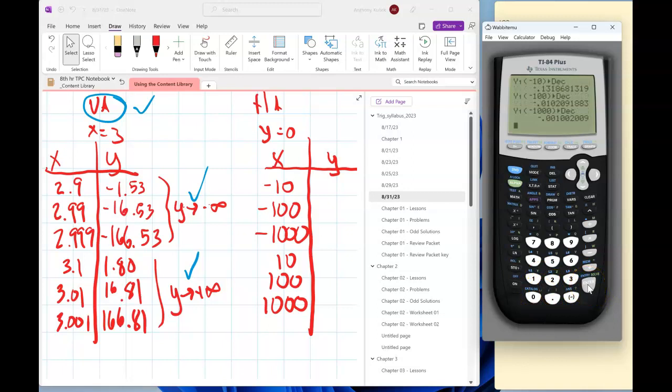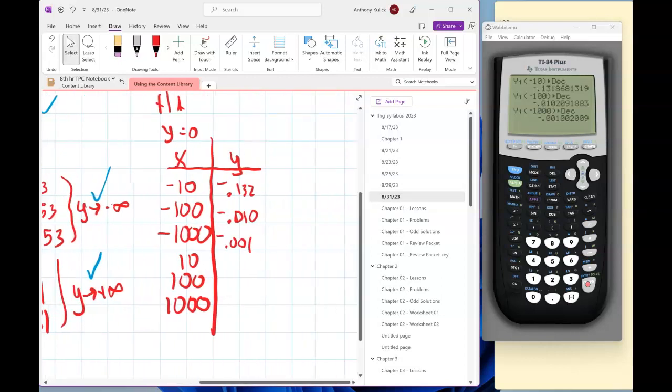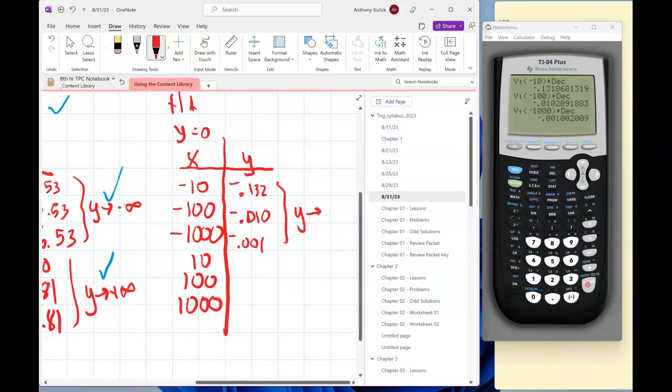So there's those. I'll write those down. Negative 0.3132, negative 0.010, and then negative 0.001. Again, I'm seeing here y going to 0. Each one is getting closer and closer to 0. Here, they're not growing very fast. In fact, they're kind of settling down to a specific number, right?